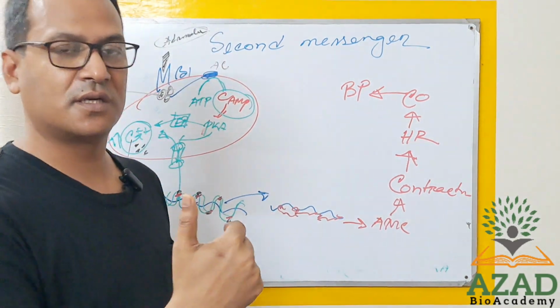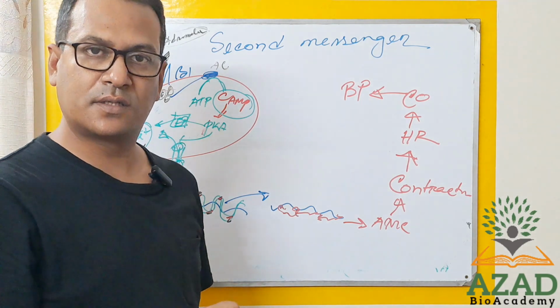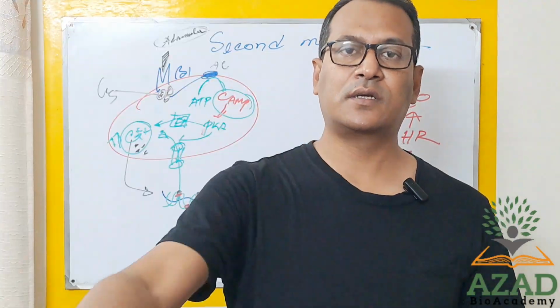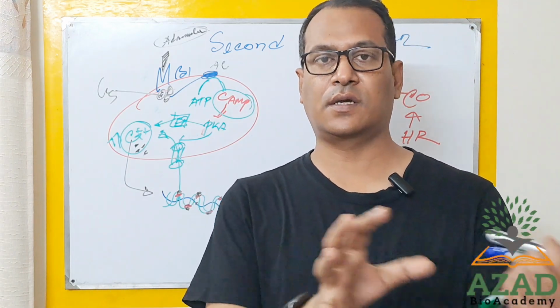So the first messenger binds with the extracellular receptor, that means the transmembrane receptor, or can also be one which can enter into the cell. So first messenger and second messenger.